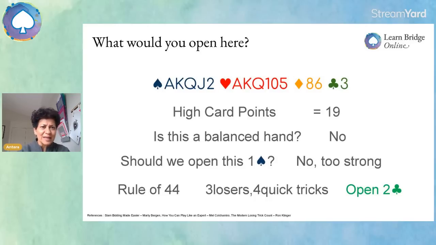How many losers do we have here? None in spades, none in hearts, 2 in diamonds, 1 in clubs. So it fulfills the maximum number of losers as 4. We've only got 3. And let's take a look at our quick tricks. We've got ace king in spades, that's 2. We've got ace king in hearts, that's 2 more. So we fulfill the requirement of having at least 4 quick tricks. So we're going to open this 2 clubs.